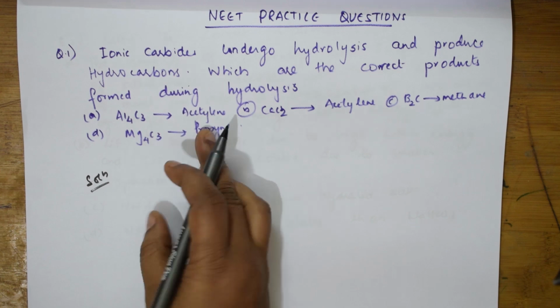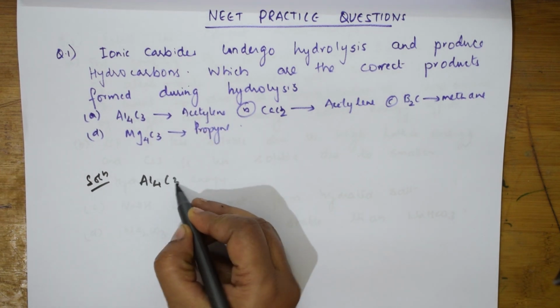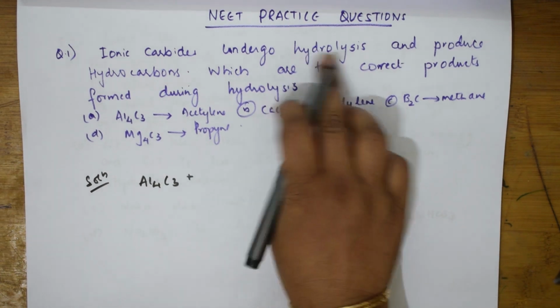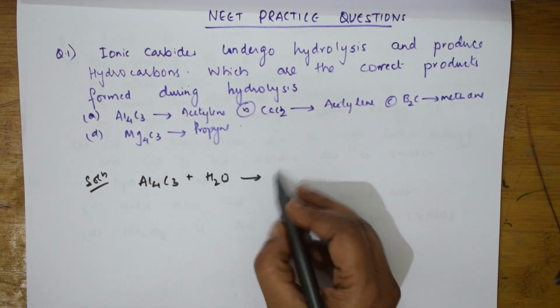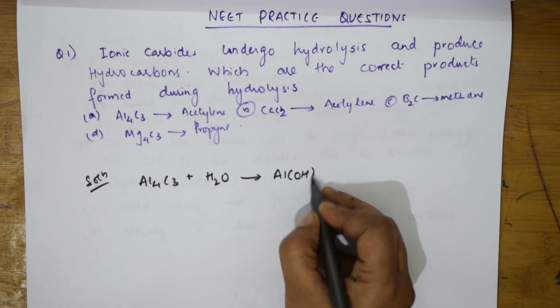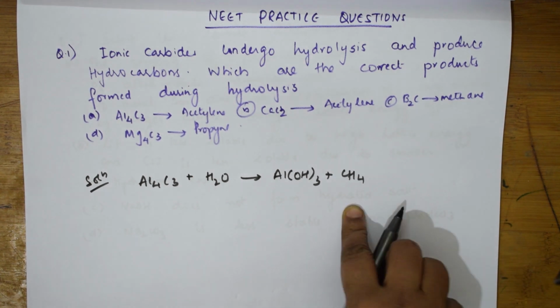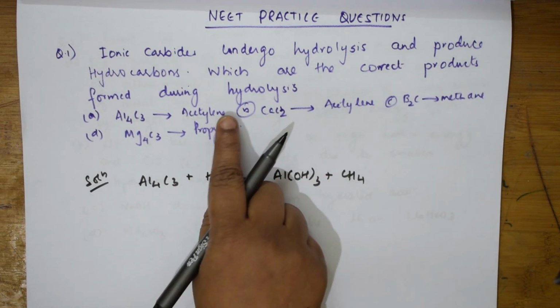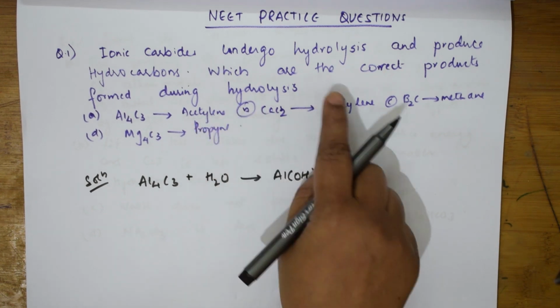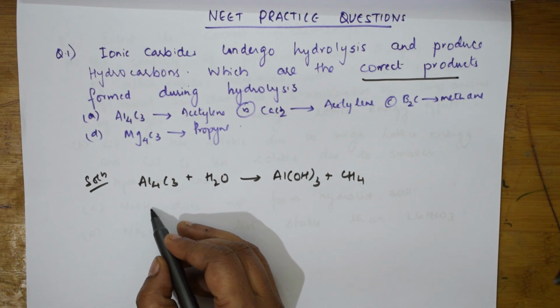The first one, aluminum carbide gives acetylene. So what is the formula? Aluminium Al4C3, because it undergoes hydrolysis, combines with H2O, what will you get? Aluminium hydroxide plus the leftover is methane. So aluminum carbide on hydrolysis gives methane, but they've given acetylene, so this is a wrong option. They want us to give the correct product. In the second case, calcium carbide.